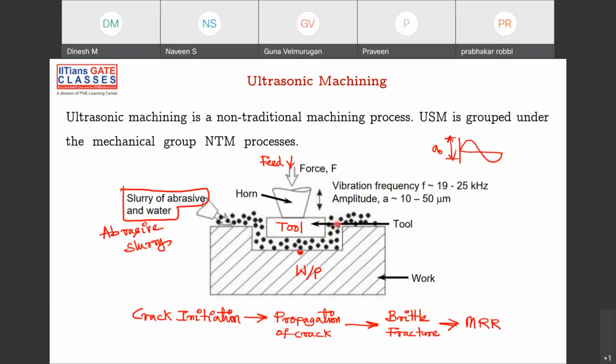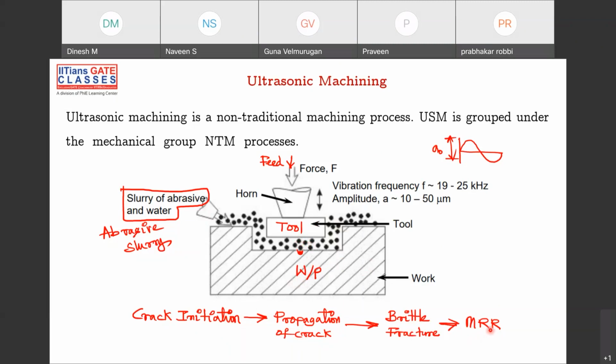Ultrasonic machining is generally used for machining ceramics and other brittle materials, because crack propagation and brittle fracture happen very easily. As the fracture occurs, the material is removed from the workpiece in small pieces. Vibration of the tool leads to momentum of the abrasive particles in between. Due to the momentum, crack initiation occurs on the workpiece, then crack propagation, then brittle fracture. That's how material removal happens.